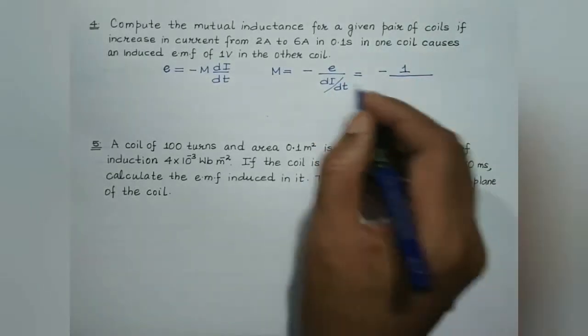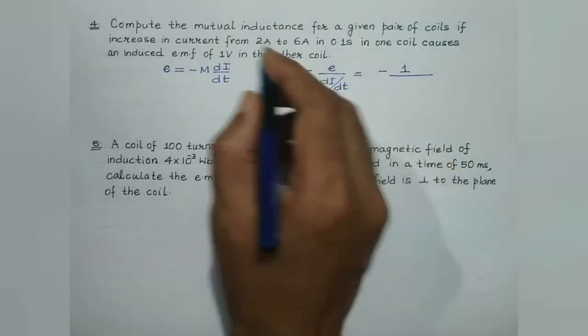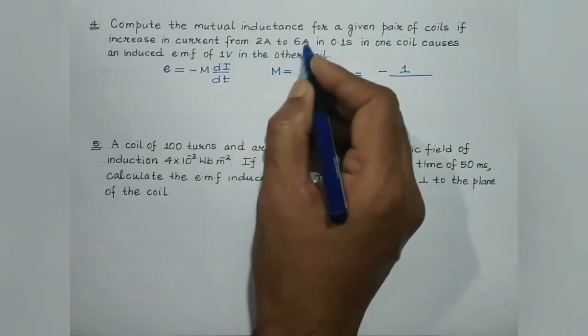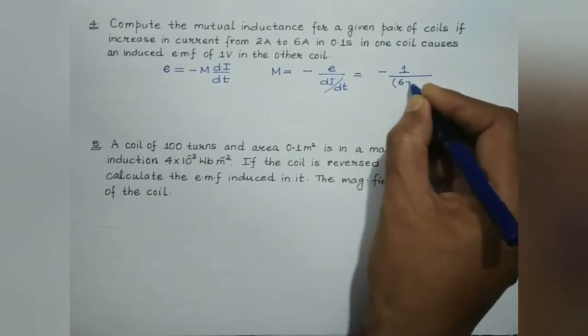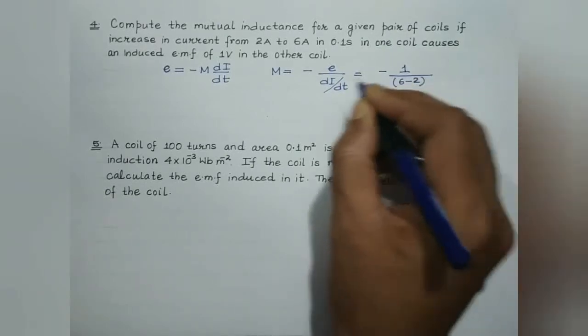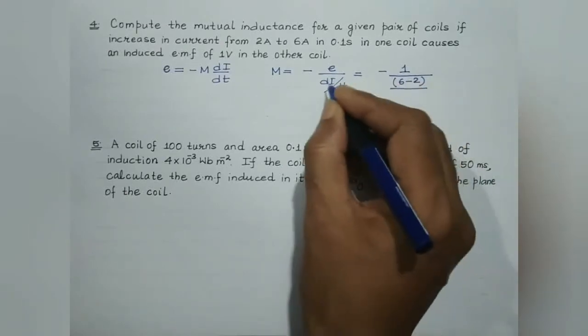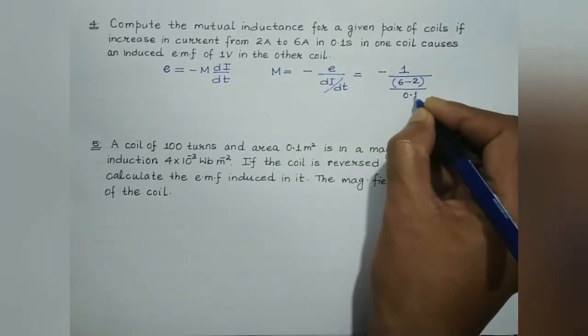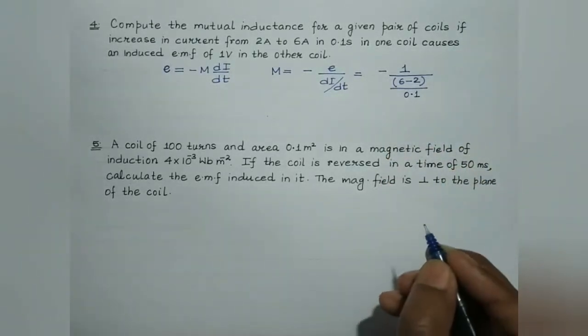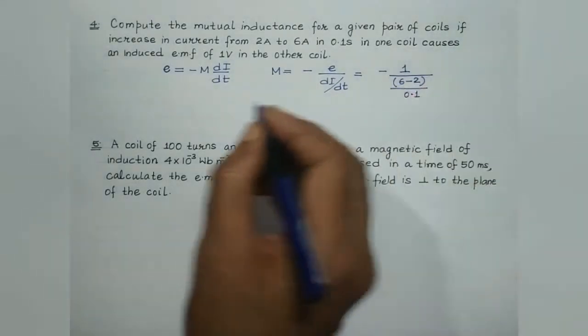Di by dt. Di is a change in the current. So increase in the current from 2 ampere to 6 ampere. Change is always final value minus initial value. So this is 6 minus 2. This is the change in the current. And this change in the current is taking place in 0.1 seconds. So this will be it. Right? So let's try to evaluate it further.